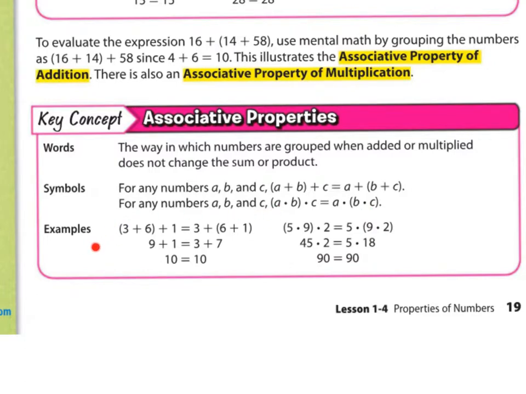Here's how we would do it with numbers. 3 plus 6 plus 1. Here you would do the 3 plus 6 first, right? Which would give you 9, plus 1 is 10. Or if you did the 6 plus 1, as we've done here, 6 plus 1 is 7, plus 3 is also 10. So it will not change the value. It's simply a way to organize your process. What are you going to do first? 5 times 9 is 45, times 2 is 90. Or 9 times 2 is 18, times 5 is 90.